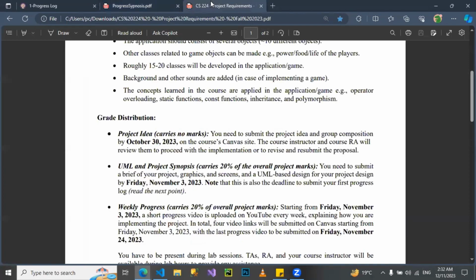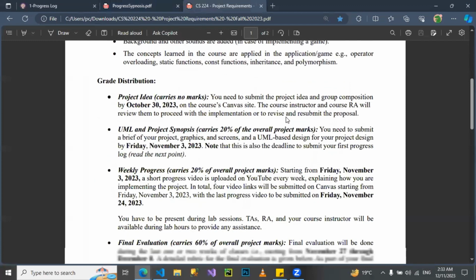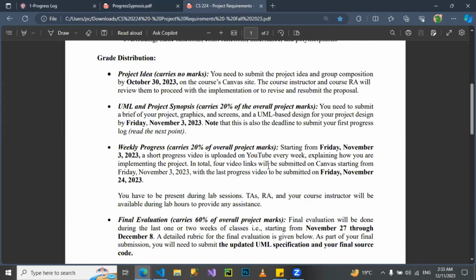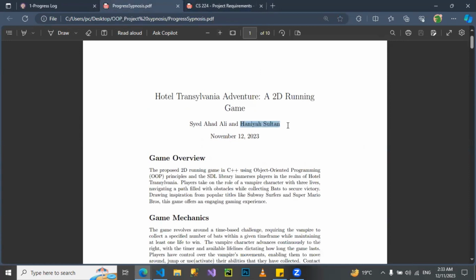Hello, this is the project log for my final project for the course Object-Oriented Programming. This project log has to talk about what my progress has been so far, and I have to explain my implementation of the project so far. So far, my partner Hania Sultan and I have decided on how we will be implementing this project, which is a game.